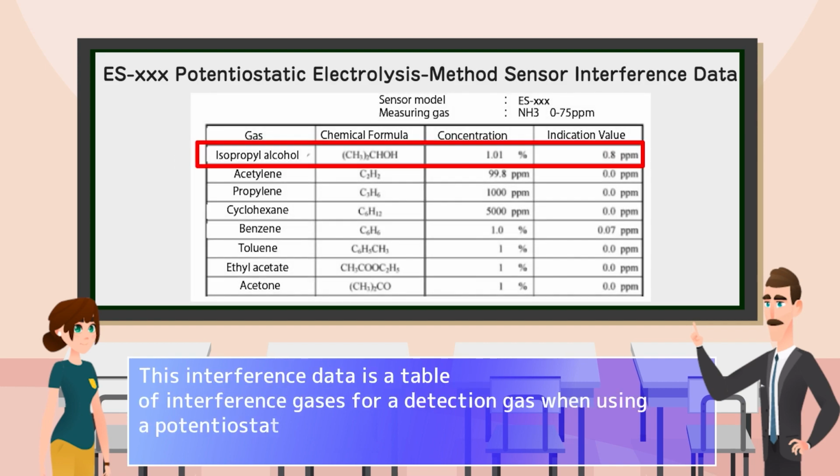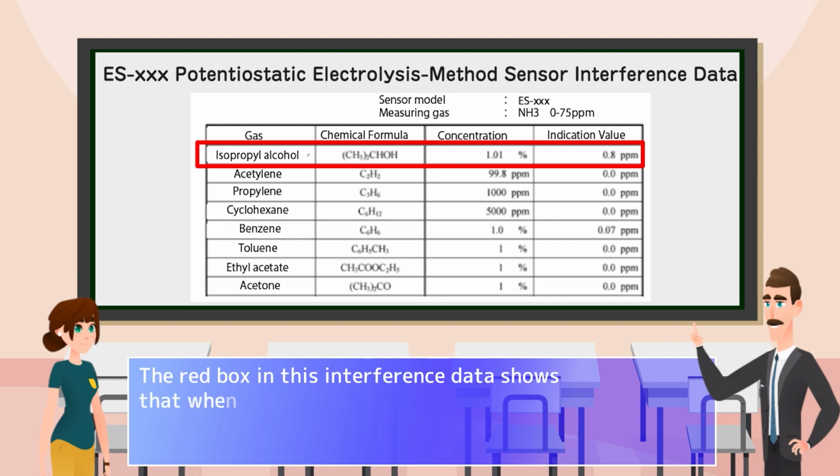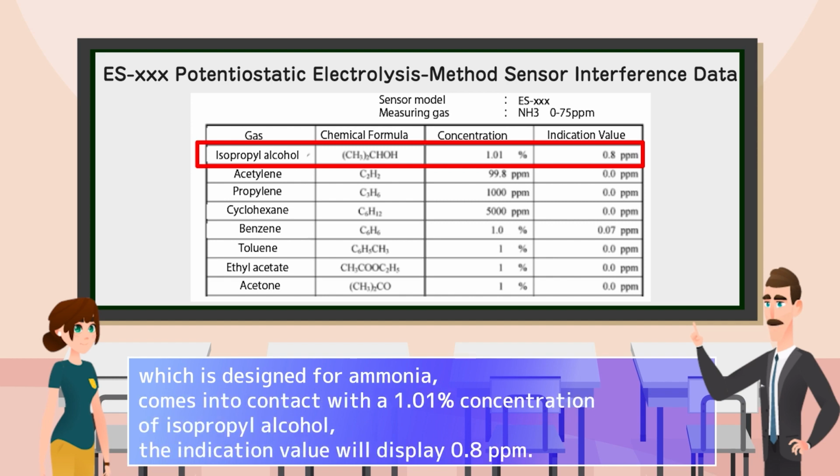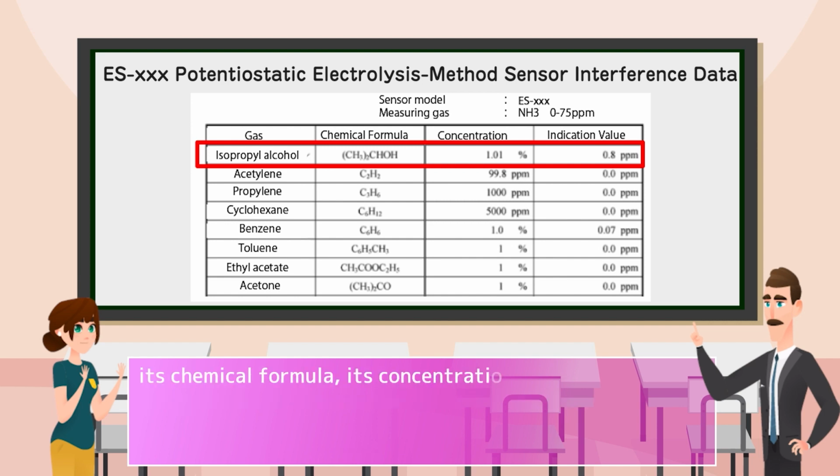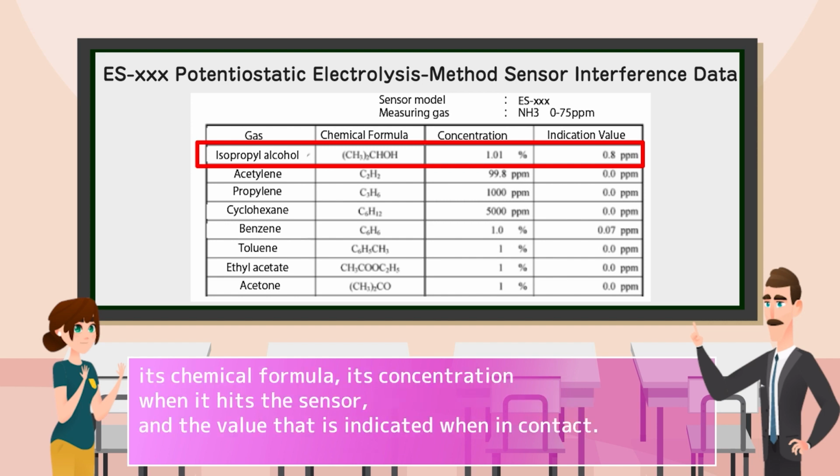This interference data is a table of interference gases for a detection gas when using a potentiostatic electrolysis method sensor. The red box in this interference data shows that when the potentiostatic electrolysis method sensor, which is designed for ammonia, comes into contact with a 1.01% concentration of isopropyl alcohol, the indication value will display 0.8 ppm. So, written in each row in the table, going across, is the name of the interference gas, its chemical formula, its concentration when it hits the sensor, and the value that is indicated when in contact.